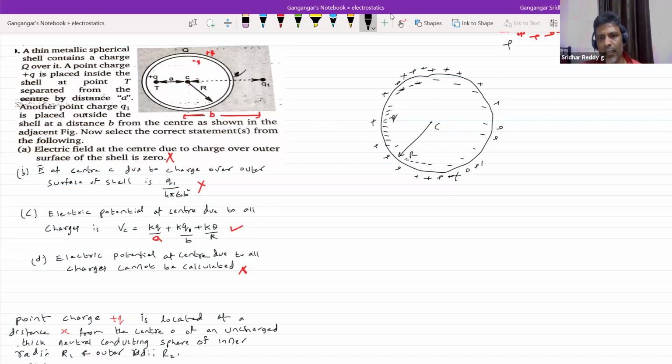Can you really say anything about this condition now? You see clearly, this is what happens here. This will induce charge minus Qi and plus Qi. I'm just showing only these things. So can we find out the field at point C due to this type of charge distribution? Not possible, no? Okay, no?